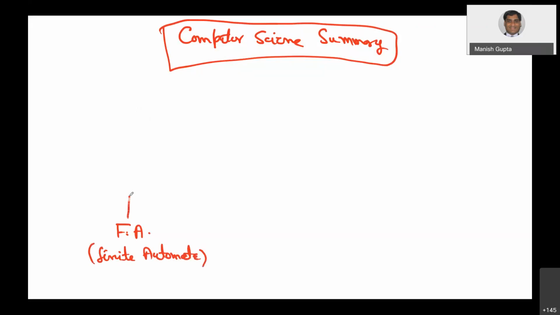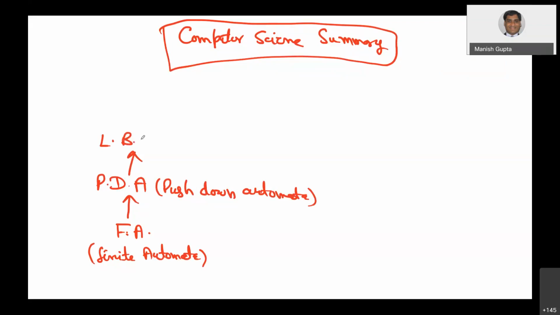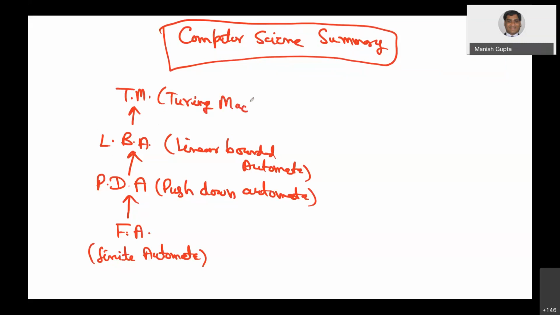On top of it we have pushdown automata. Then on top of it there is LBA, linear bounded automata. And finally, we have the Turing machine, given by Alan Turing. Okay, so this is the summary of computer science. It says that there are only four kinds of machines possible in this world.